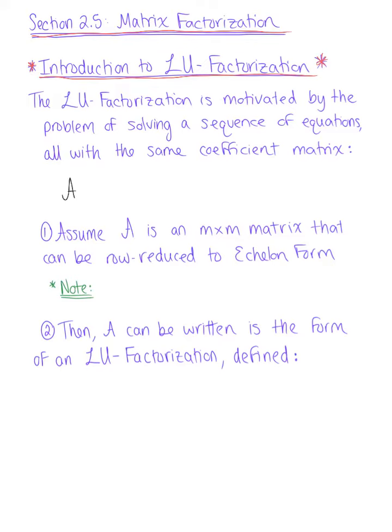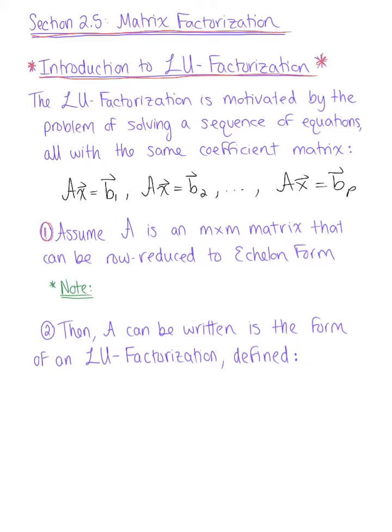So in other words, the matrix A times vector x equals vector b sub 1, matrix A times vector x equals vector b sub 2, and so forth and so on, all the way up to our last matrix equation, matrix A times vector x equals vector b sub p. So we want to solve this sequence of equations simultaneously.